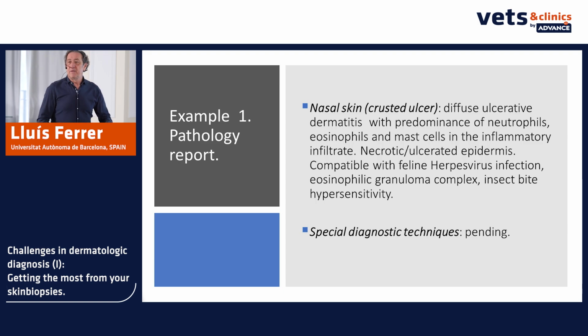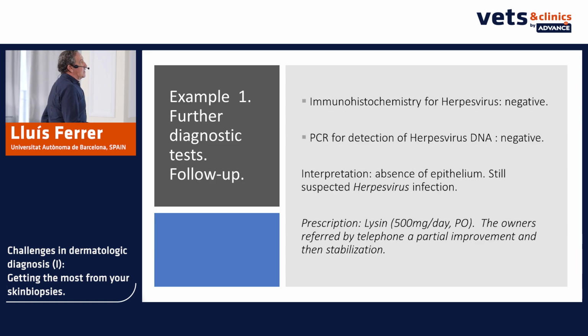She asked to do special techniques and said, okay, we don't see clear lesions, but maybe we can do immunohistochemistry, PCR, to detect herpes virus. Not so complicated. So they did the immunohistochemistry and it was negative. They did the PCR for herpes virus and it was negative.